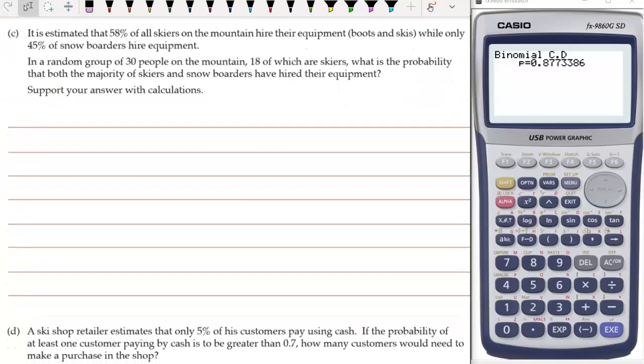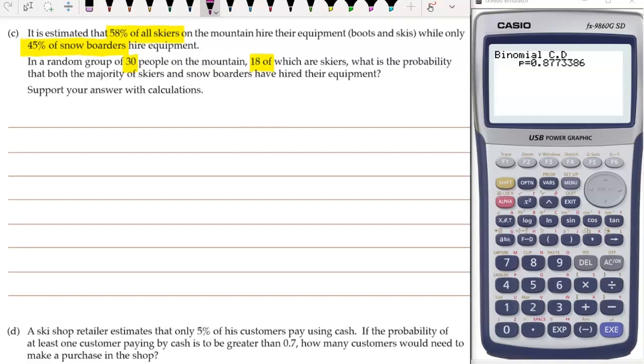Okay, part C. So we have 50% of all skiers on the mountain hire their equipment. 45% of snowboarders hire their equipment. We've got a group of 30 people where 18 of them are skiers. So we're going to have 12 of them that are snowboarders. We want, what's the probability that the majority of skiers and snowboarders have hired their equipment?